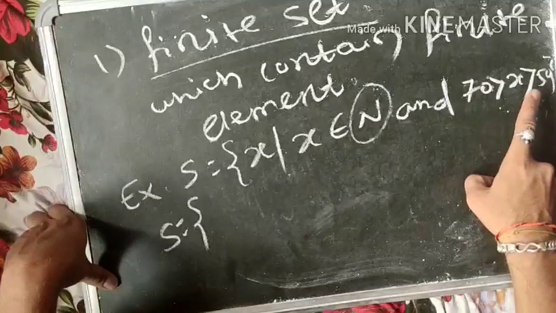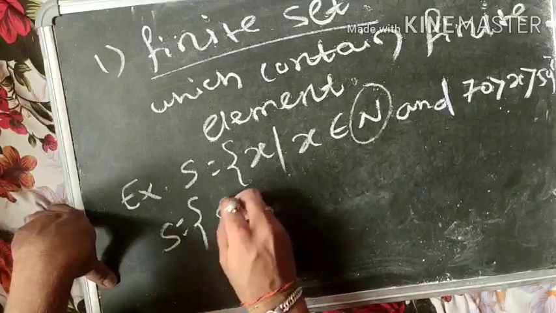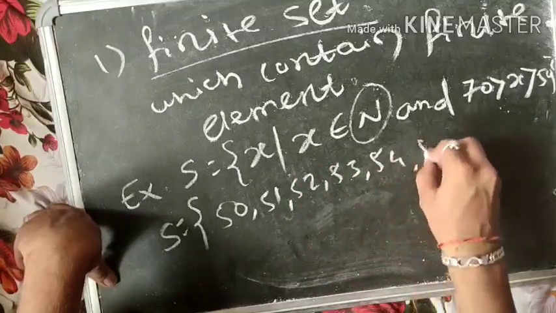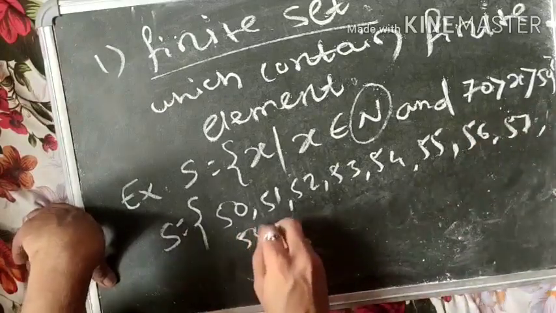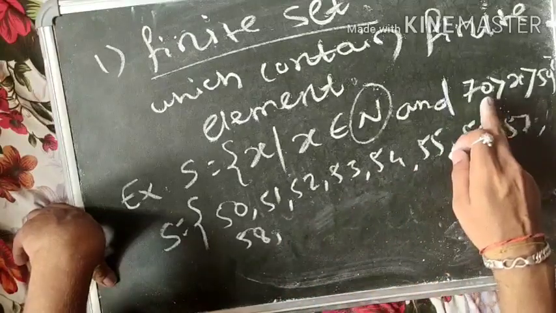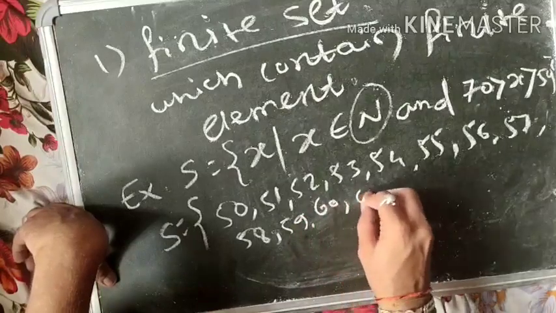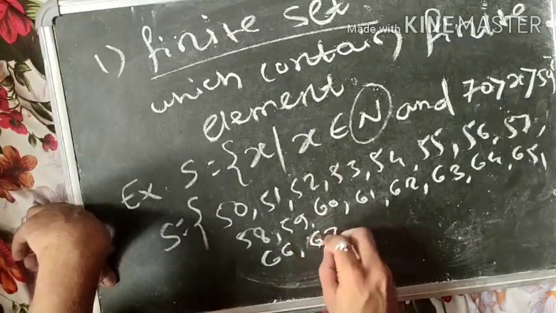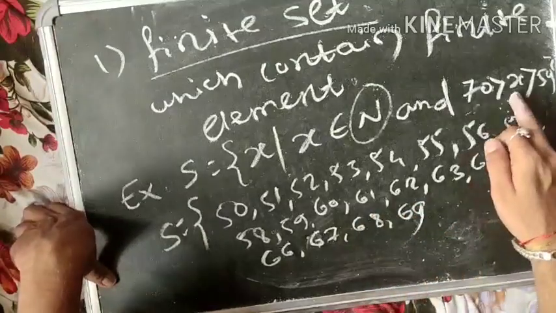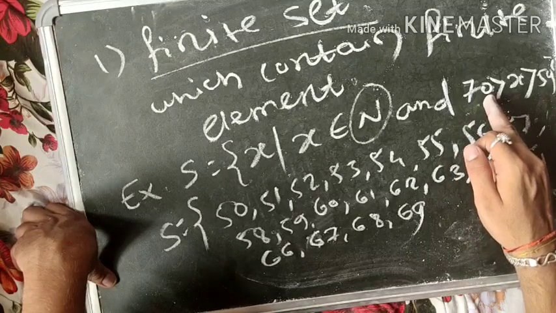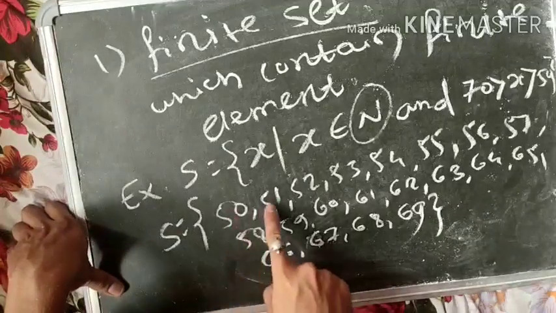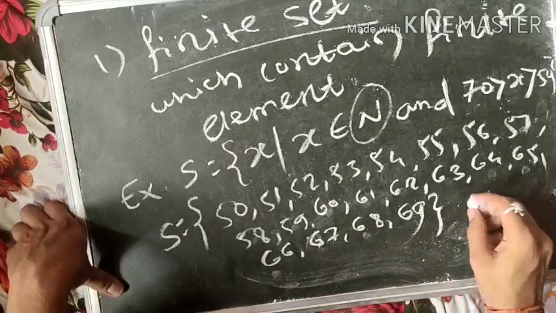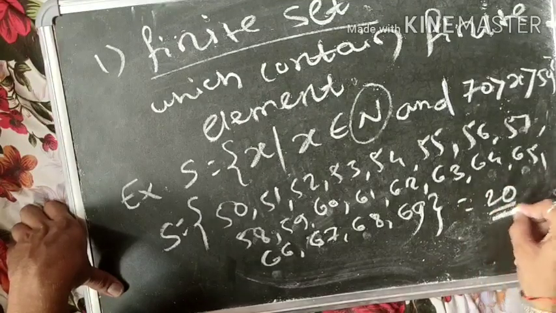First, greater than 50. So the natural numbers are 51, 52, 53, 54, 55, 56, 57, 58, 59, 60, 61, 62, 63, 64, 65, 66, 67, 68, 69, up to less than 70. We stop at 69 because here it is less than 70, not less than or equal to 70. So how many elements in total? 1, 2, 3, up to 20. So there are 20 elements.